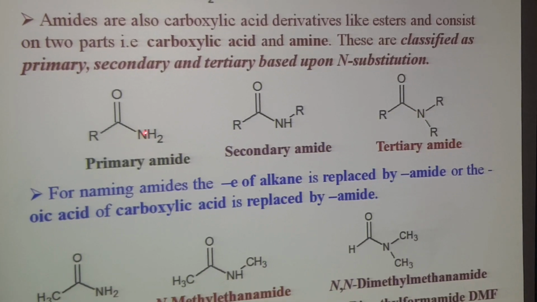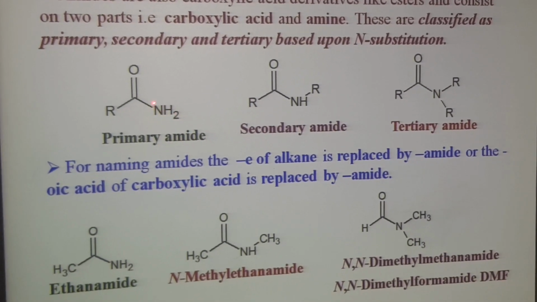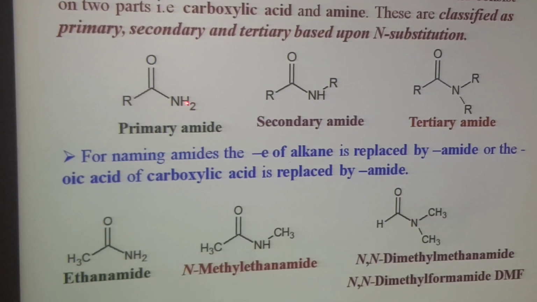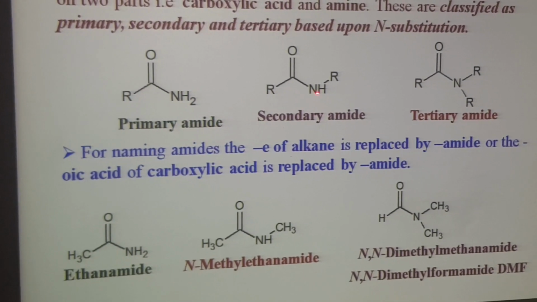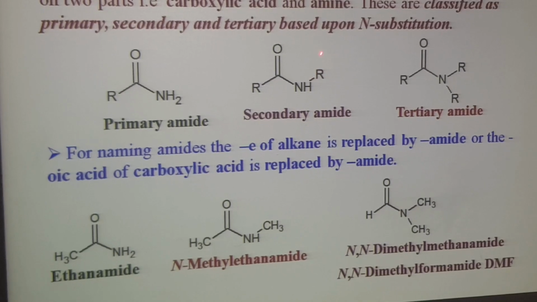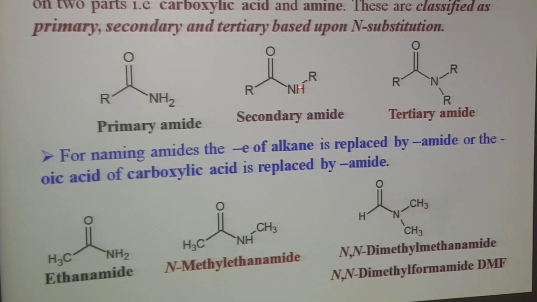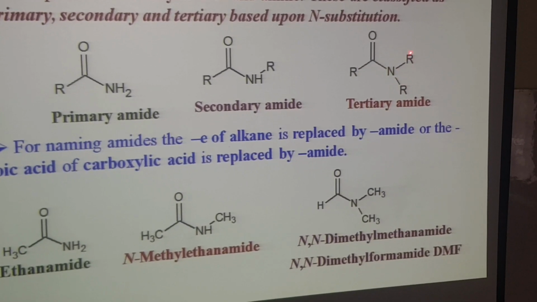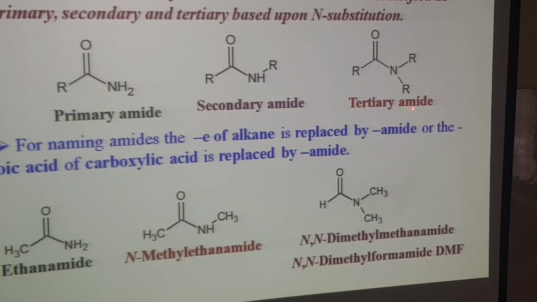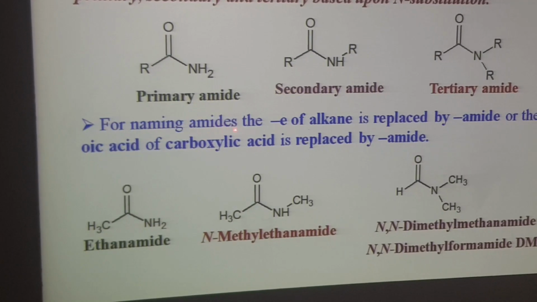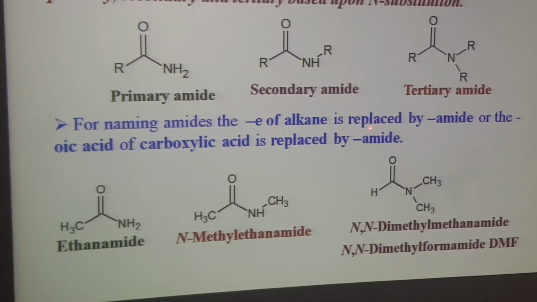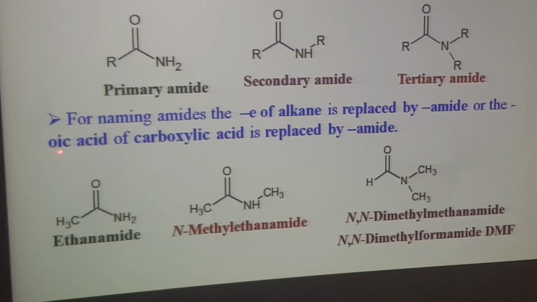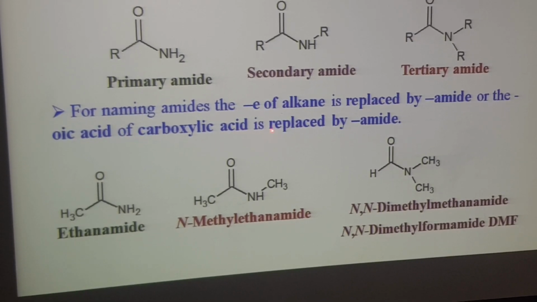These are classified as primary, secondary and tertiary, based upon the presence of alkyl or nitrogen substituted or unsubstituted. For example, if nitrogen is unsubstituted, nitrogen is attached with two hydrogens, then it is a primary amide. In case when nitrogen is attached with one alkyl group and only one hydrogen is present, then it is a secondary amide. And in case where two alkyl groups are present, it is a tertiary amide.